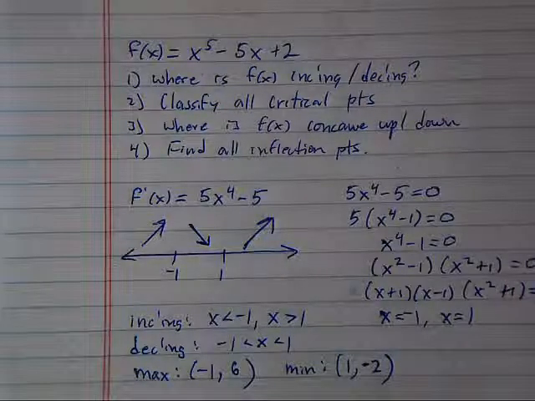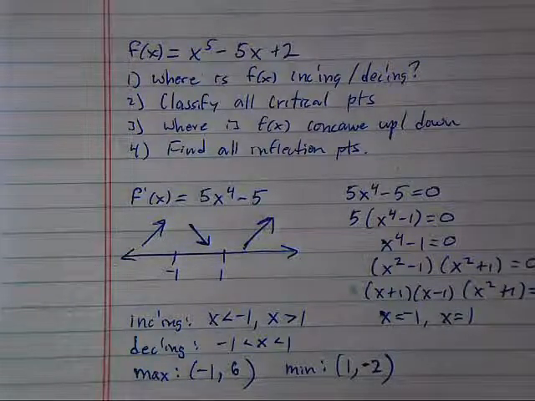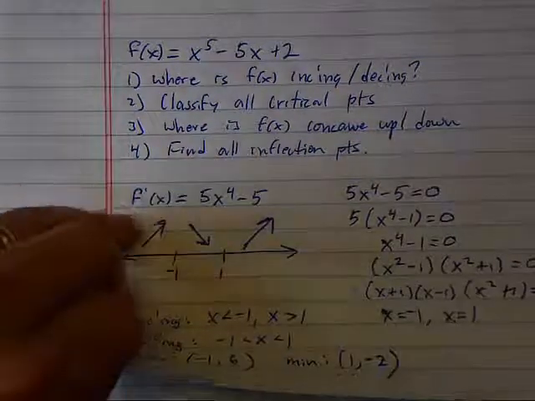Alright, so there's the answers to problems 1 and 2. Find and classify all critical points. Determine increasing, decreasing. That's what we did back in the previous section. Now we do concave up, concave down. What do I need for concave up, concave down? I need the second derivative. F double prime of x is 20x cubed.